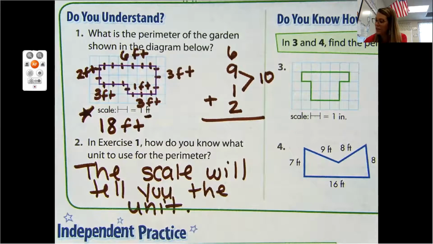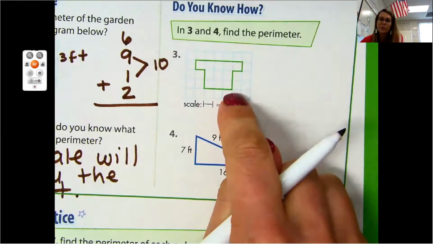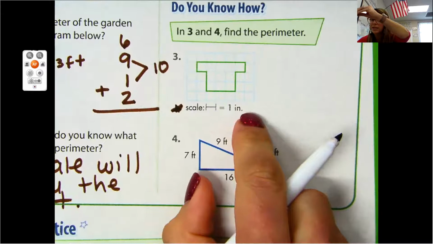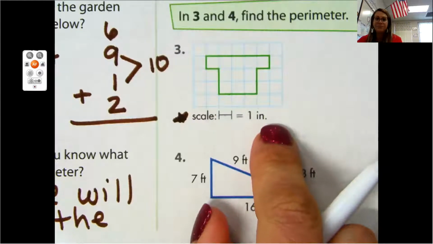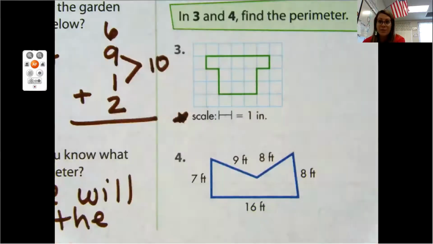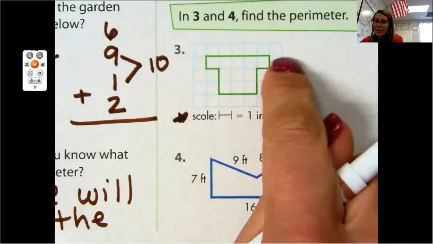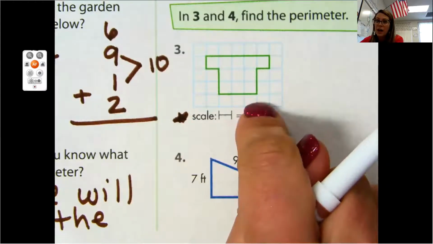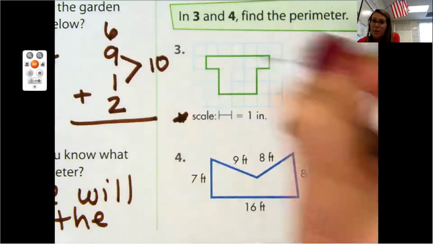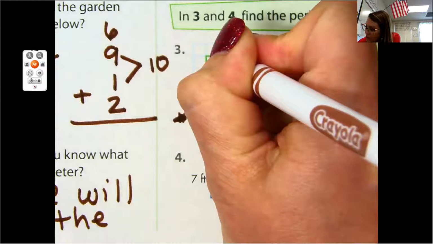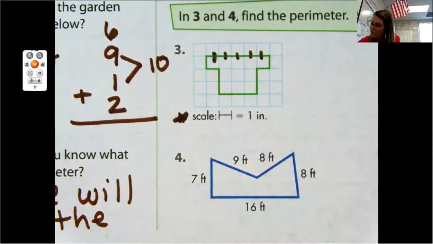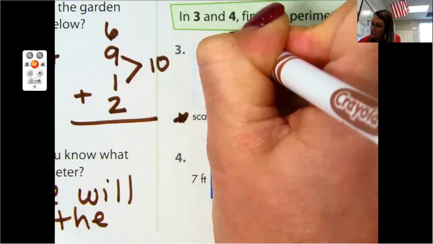Okay, speaking of inches, let's look over at number 3. The first thing we want to do is look at the scale. So we know our unit is what? Inches, right? And for the perimeter, when there is nothing written, our first step is to figure out the length of each of the sides of the shape. So let's go ahead and start. Remember, we make our mark, so we count every single one. 1, 2, 3, 4, 5. 5 what? 5 inches, right?